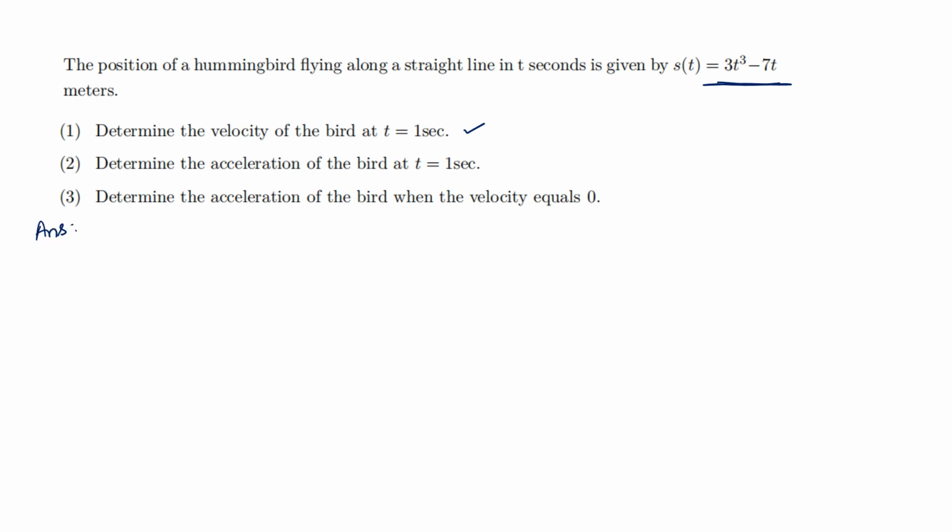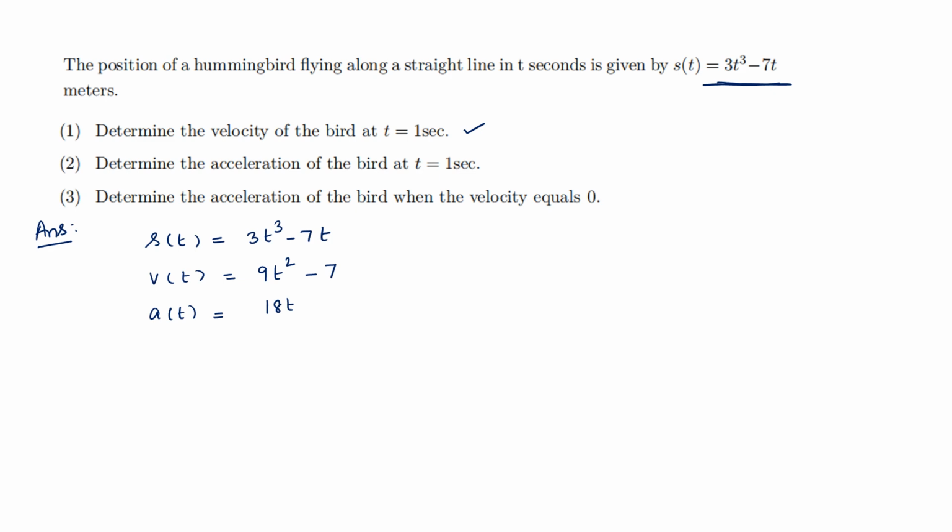First, I'm finding what is velocity and what is acceleration. So s of t is given to you, 3t cube minus 7t. What is velocity function? V of t equal to derivative of 3t cube. 3 times 3 is 9, t power 3 minus 1, it is 2, minus 7t derivative is 7. Then acceleration function, a of t. 9t square derivative, it is 18t, minus 7 derivative 0.